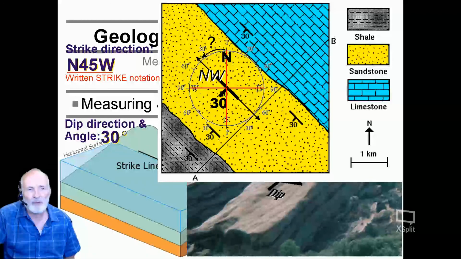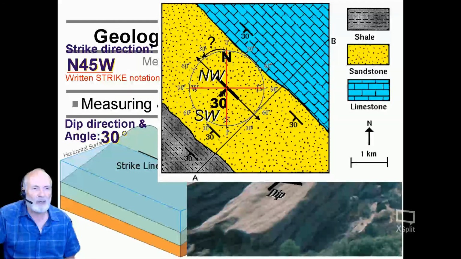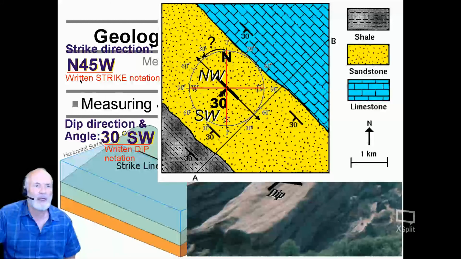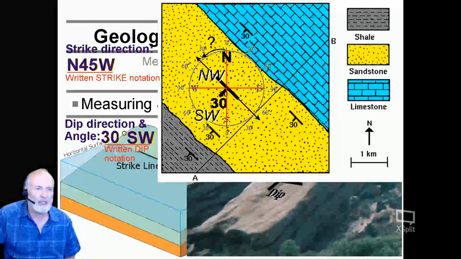So I know it's 30 degrees down. I write this one down, and then I just label it in the tick mark in which direction it's going, in my southwest quadrant. So I would say 30 degrees into the southwest quadrant, and this would be exactly how I would write down my dip notation. So I have a written strike notation, I have a written dip notation. My strike is N45W, north 45 west. My dip notation is 30. You can even leave the degree sign off, but 30 degrees into the southwest quadrant, 30 SW.